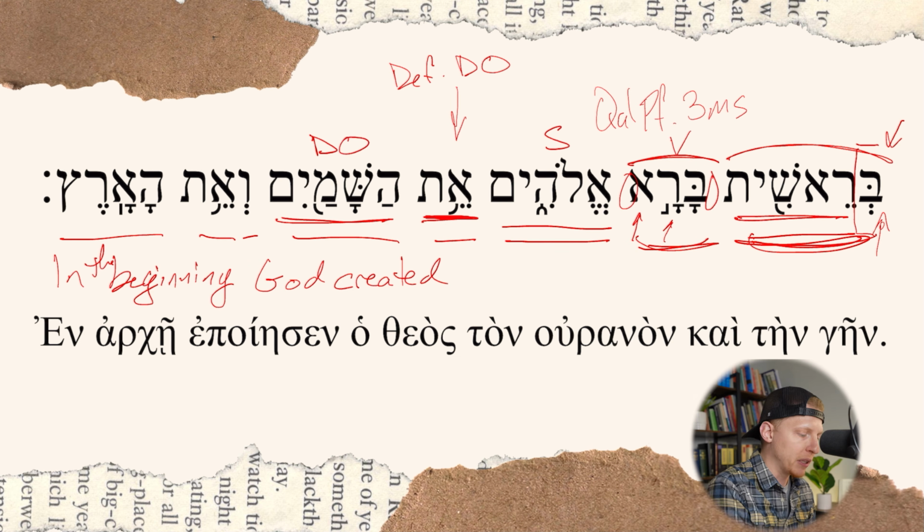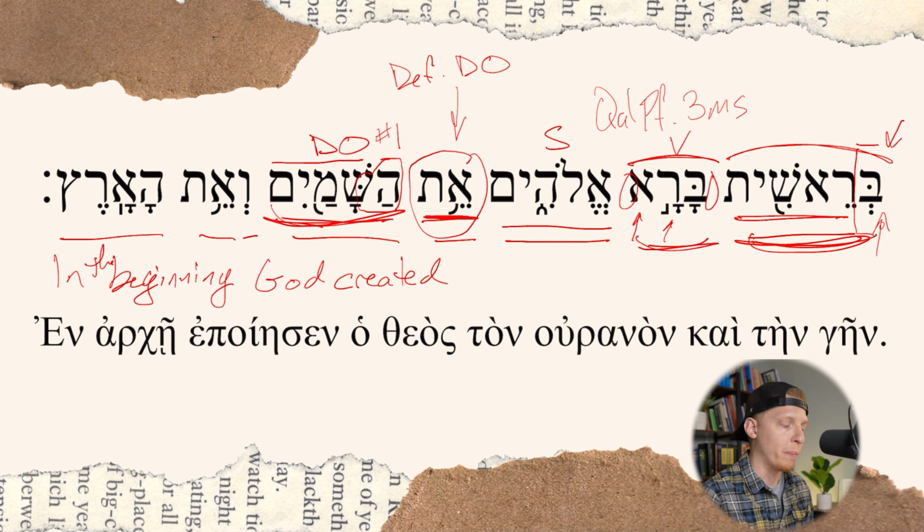And as we'll see in a moment, we have two direct objects. So this is going to be direct object number 1. So et is just telling you the next word is your direct object. Then we get the actual direct object, hashamayim. Here you've got your word shamayim, and attached to it is your definite article, the ha plus the dagesh here. So the heavens. So what did God create? He created the heavens. But we're not done yet.